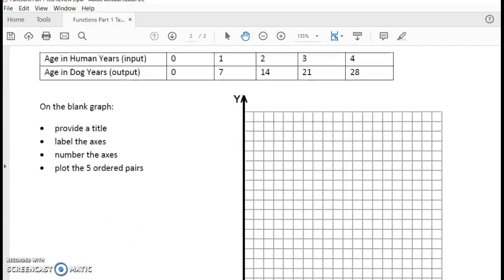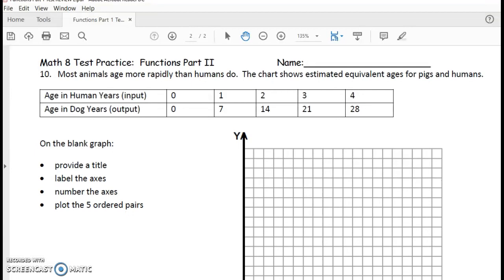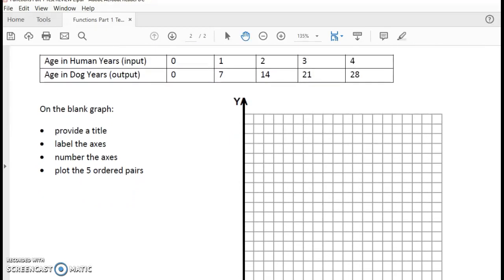All right, we did that already. All right, so it says most animals age more rapidly than humans do. The chart shows the estimated equivalent age for pigs and humans. Y'all, it's supposed to be dogs and humans. Oh, gosh, I keep forgetting to change stuff when I remake this stuff. Oh, it's the story of my life.